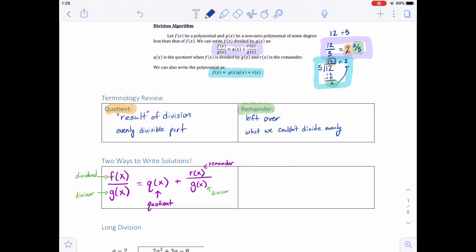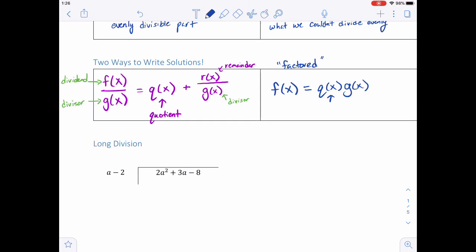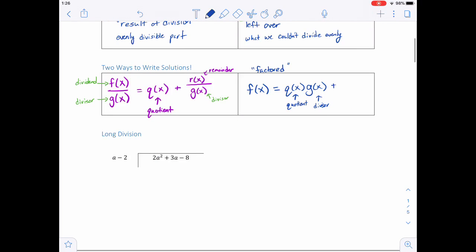The other way we can write this is to write f of x, basically factored. This is like a version of factored form. It's not really factored, right? Because we're not writing it as factors. We have that remainder. But so we're going to write q of x times g of x. So we have our quotient times our divisor. And then we have to add our remainder.